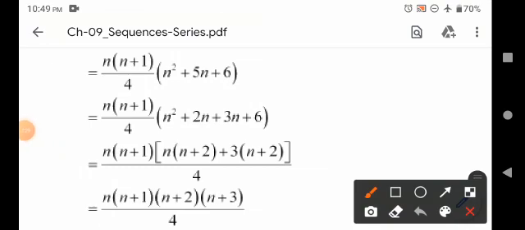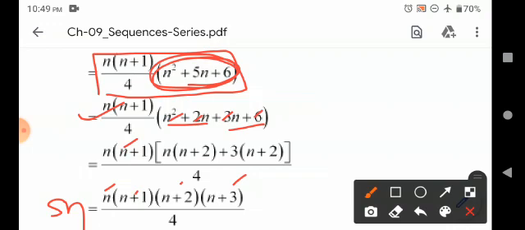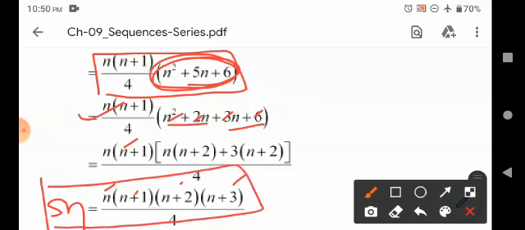Now my dear students, this will be that result. After simplification we are left with again n into n plus 1 divided by 4. By factorizing this, we get n square plus 2n plus 3n plus 6. By regrouping these terms we get n into n plus 1, and here n into n plus 2, 3 will be common, n plus 2 divided by 4. Therefore the sum to n terms of the series is n into n plus 1, n plus 2, n plus 3 divided by 4. Therefore sum to n terms of this given series is nothing but n into n plus 1, n plus 2, n plus 3 divided by 4.